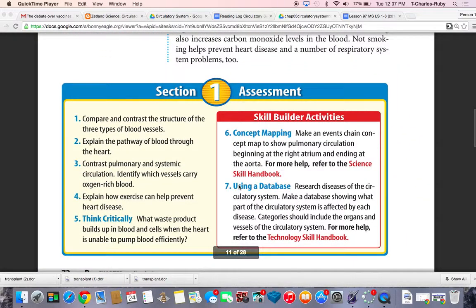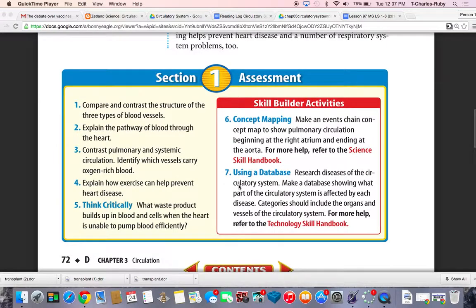Number 2, explain the pathway of blood through the heart. For this, you're explaining how blood goes from the atriums to the ventricles and arteries and back. Atriums, ventricles, veins and arteries, which goes which. Number 3, contrast pulmonary and systemic circulation. Pulmonary is heart and lungs. Systemic is everything else.